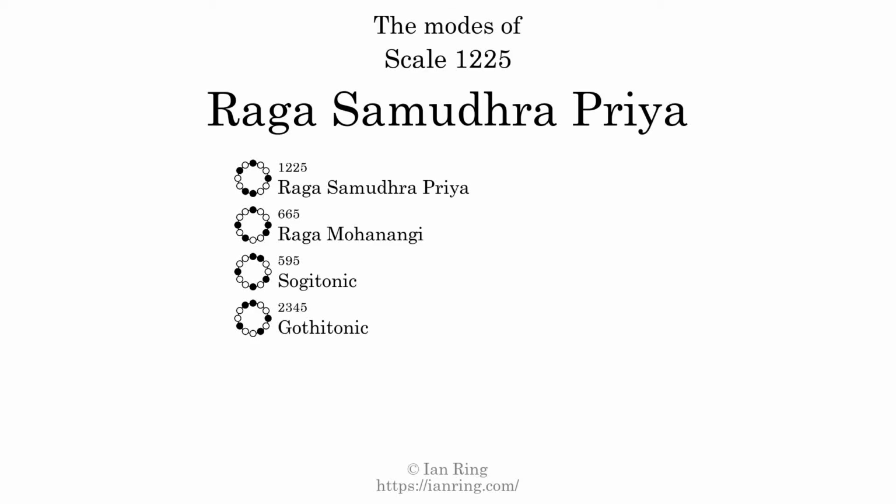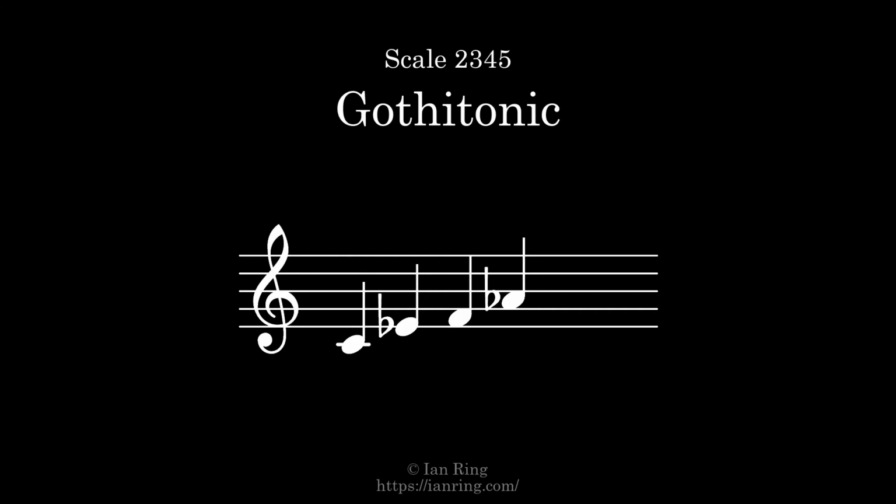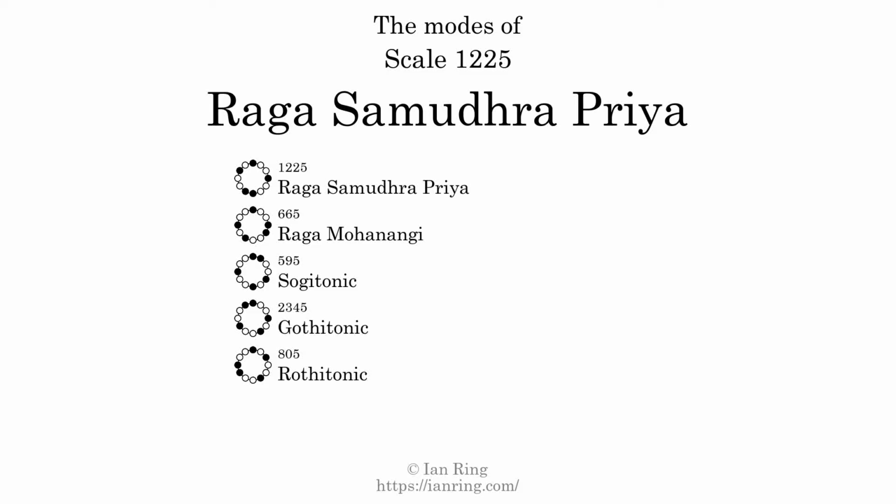The fourth mode is scale 2345, also known as gothatonic. It sounds like this. The fifth and last mode is scale 805, also known as rotational. It sounds like this.